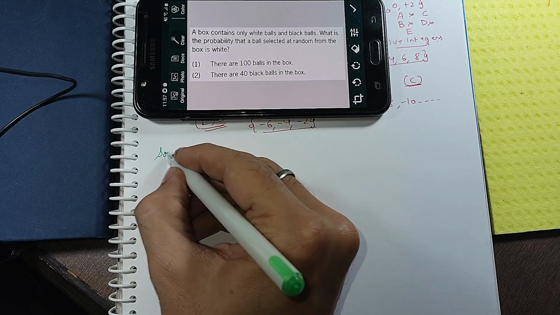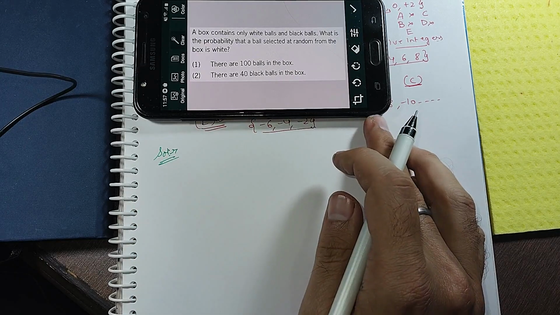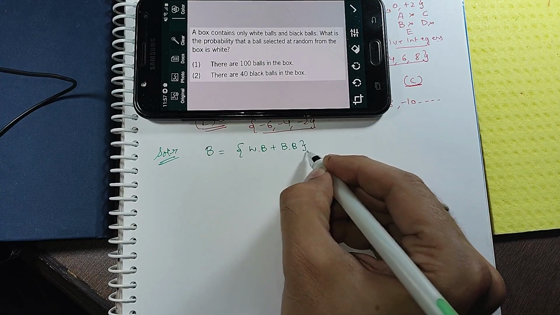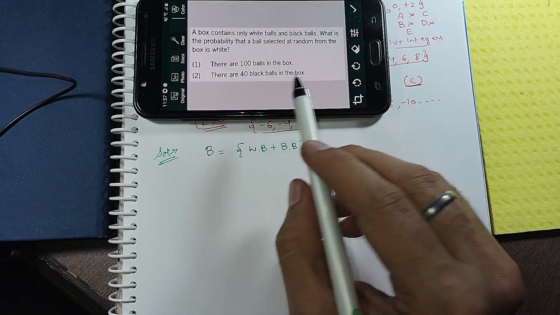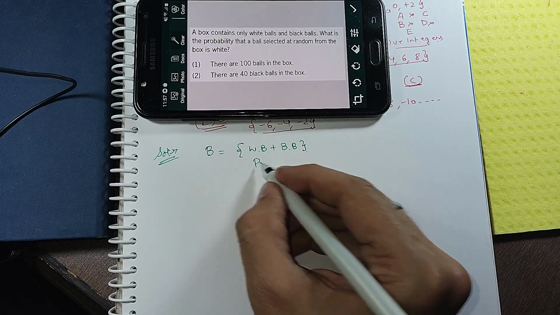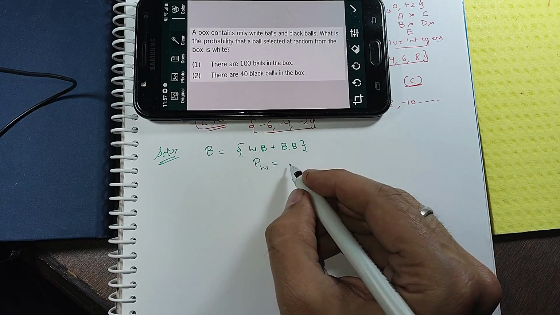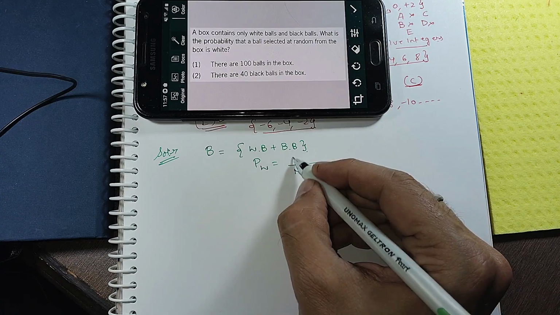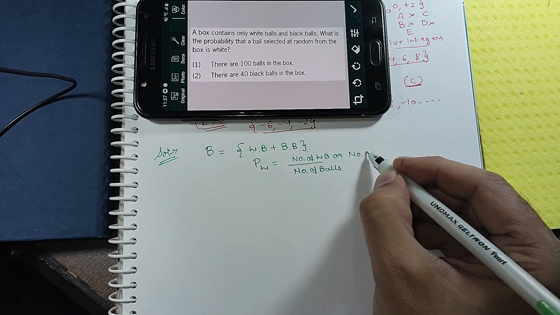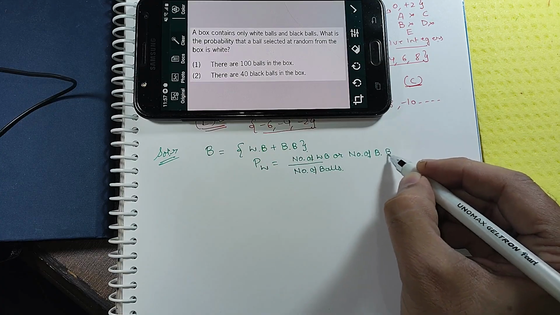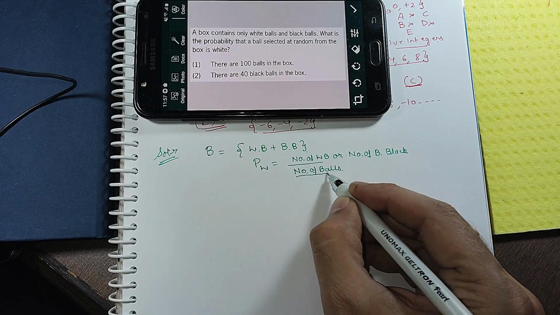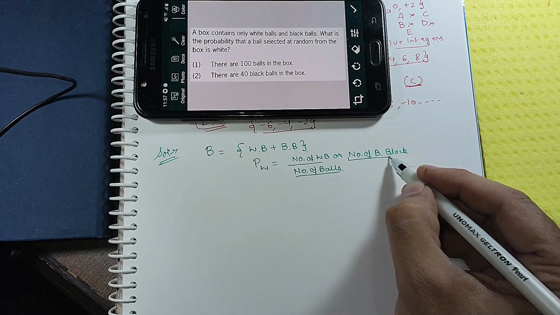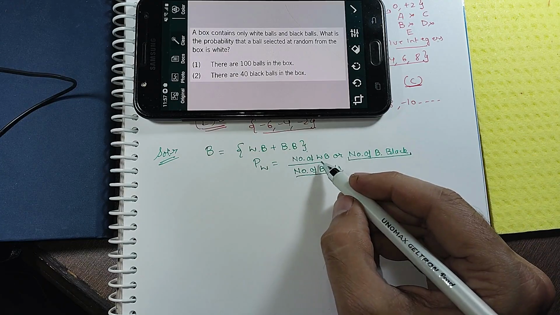A box contains only white balls and black balls. So a box contains white balls plus black balls. What is the probability that a ball selected at random from the box is white? So we need to find the probability that the ball selected is white. For this we must know the total number of balls, and in the numerator we must know the number of white balls or the number of black balls. Why I am saying the number of black balls will also suffice: if I know the total number of balls, and they are only white and black, then if I am given the number of black balls, I can subtract and find the number of white balls.